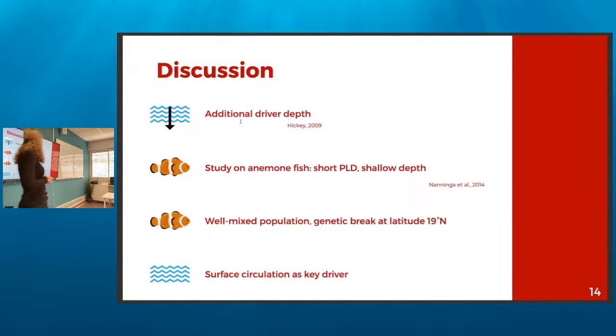So here I looked at a study on an anemone fish, which was conducted in the Red Sea, which has a very short pelagic larval duration of less than 2 weeks and a very, very shallow depth. And yet they came to the same conclusion as in the previous study, that it's actually the surface circulation which is the key driver for structuring the populations. So in this study, they found a well-mixed population with a genetic break at a latitude of 19 degrees north.